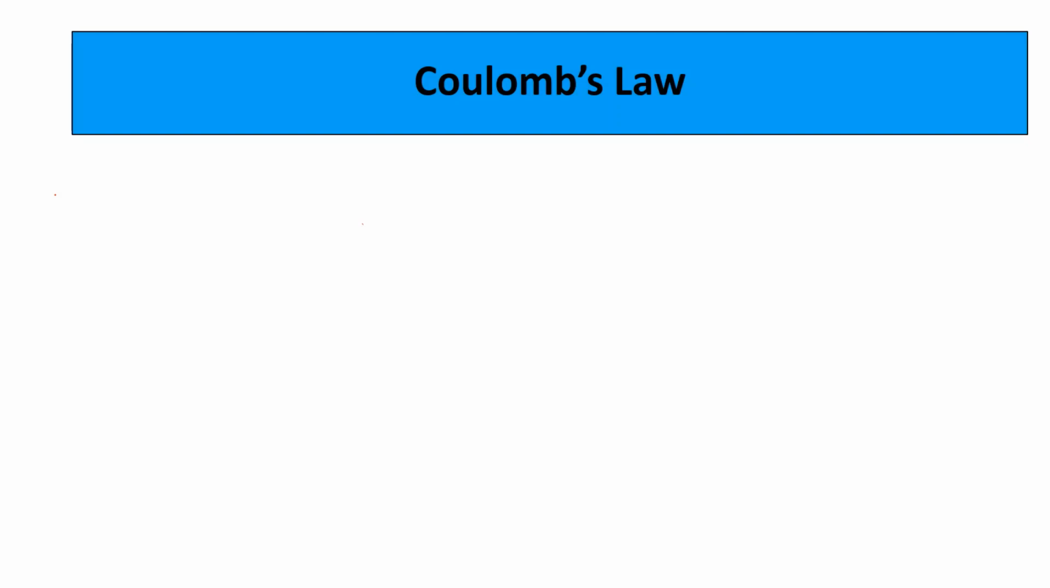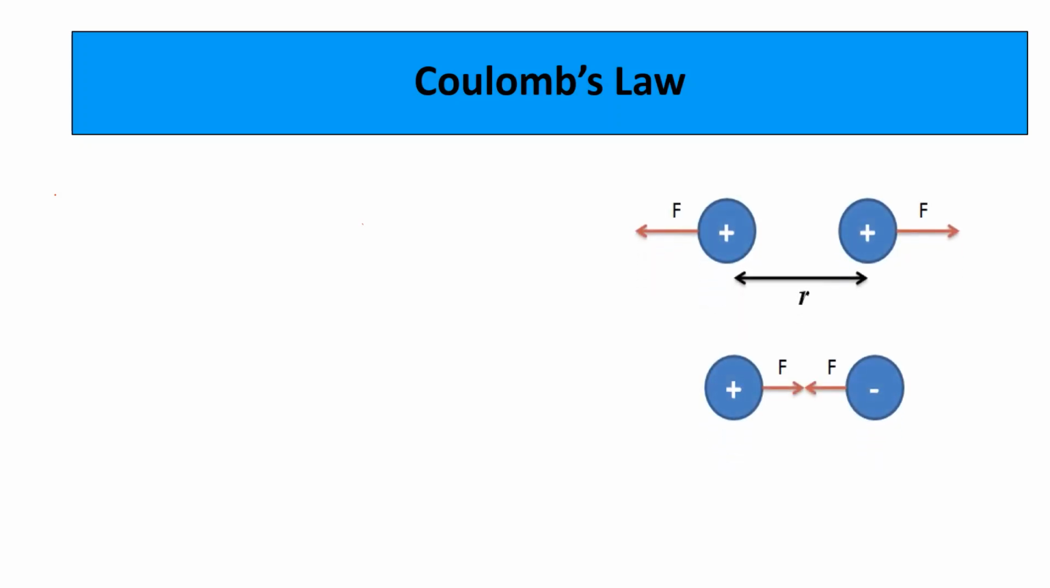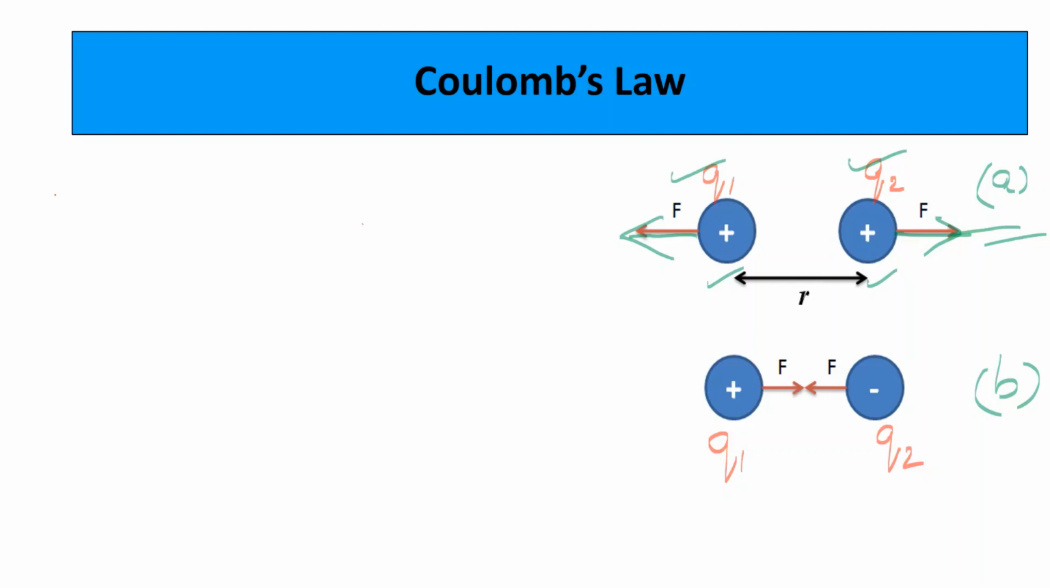To learn Coulomb's law, you consider 2-point charges, stationary charges, say Q1 and Q2, separated by a distance r. These two charges are separated by a distance r. In diagram A, Q1 and Q2 are positive. They are like charges. Like charges repel each other. They are repelling each other. This is the repulsive force between these two charges.